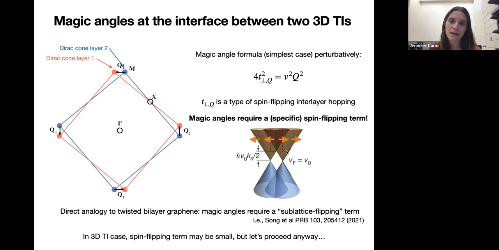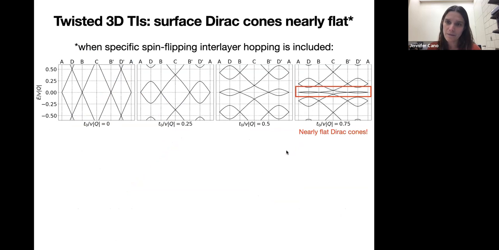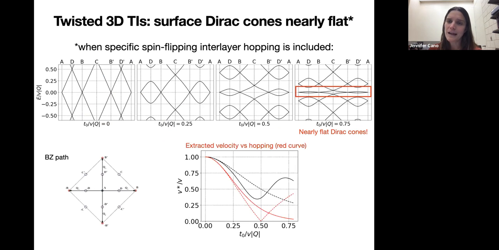We did actually look at what the Dirac cone would look like. So Aaron plotted all these different surface band structures. This is just the original two Dirac cones, one from each layer, folding the band structure. And as you start turning up the interlayer hopping with the spin flipping term, you can realize this kind of magic angle type case where bands start getting super flat in here. But actually, it still is different than twisted bilayer graphene because these flat bands never detach from the other bands.